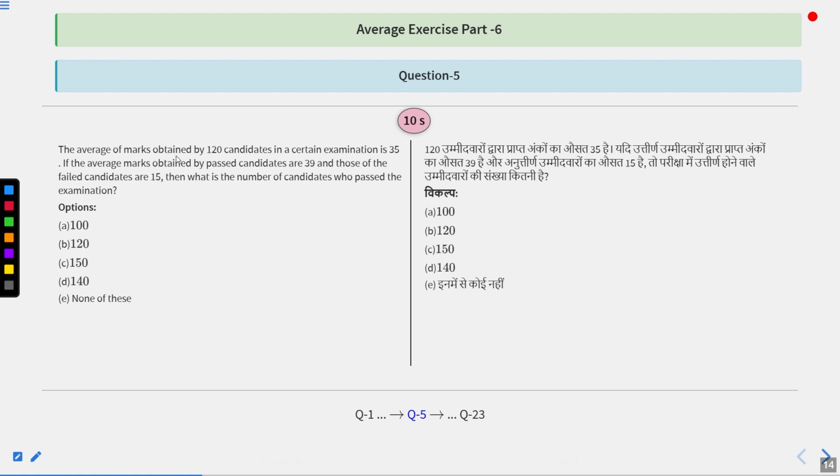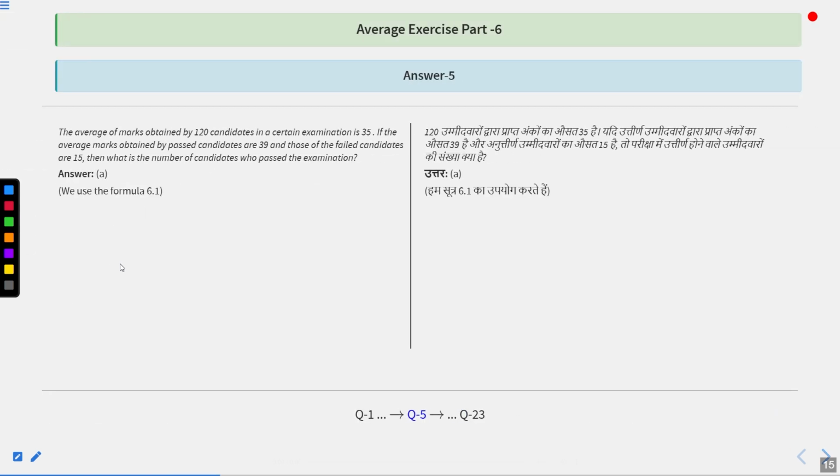The average of marks obtained by 120 candidates in a certain examination is 35. If the average marks obtained by passed candidates are 39 and those of failed candidates are 15, then what is the number of candidates who passed in the examination? You have 5 options and 10 seconds to analyze the question. Your time starts now. Now time's up. Let's see the solution.